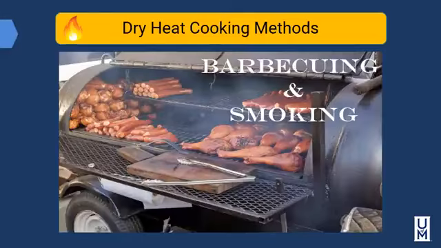Barbecuing, especially as we know it in the South, and smoking are closely related. For barbecuing, food is placed in a covered grill or a semi-enclosed chamber such as a barbecue pit, and cooked over a hardwood fire at low temperatures. For smoking, food is placed into a closed chamber filled with hot, dry air and smoke to cook food at low temperatures. These are often used interchangeably in the South.